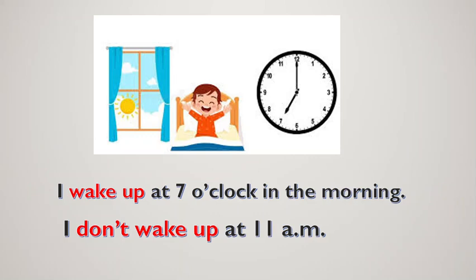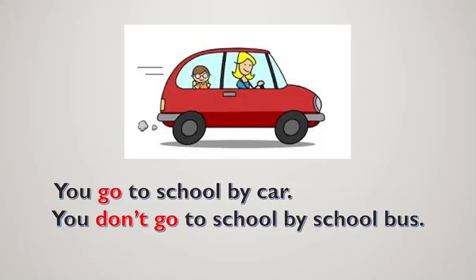Look at this example. I wake up at 7 o'clock in the morning. Wake up is our verb. To make negative, I don't wake up at 11 a.m. You go to school by car. Go is a verb. To make negative, you don't go to school by school bus.